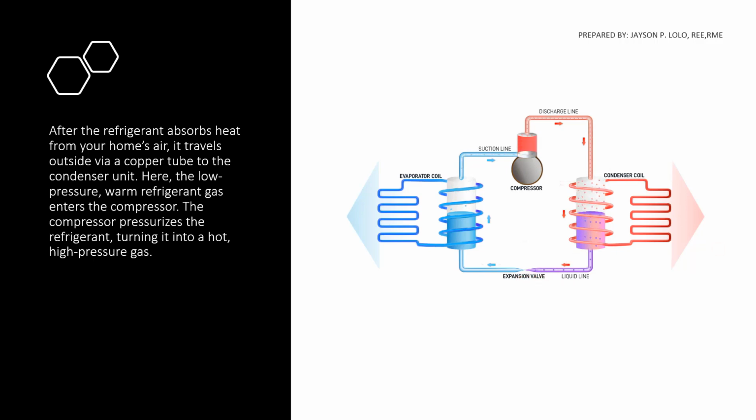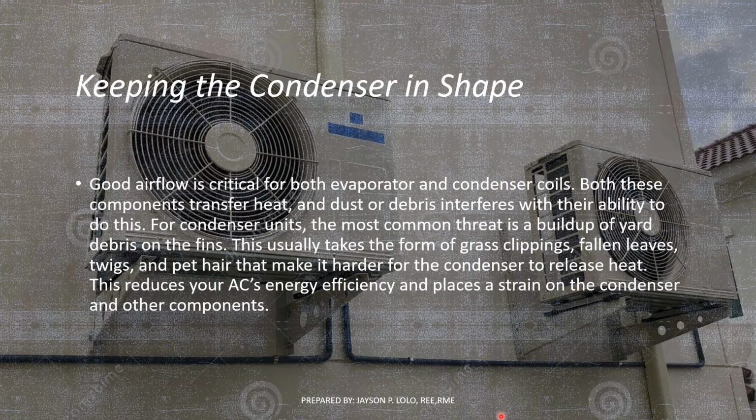From there, it flows back through a copper tube into your home, into the expansion valve located in the indoor unit near the evaporator coil. So this is the process. Now, keeping the condenser in shape. Check the condenser periodically, and if you notice debris build up, shut off power to your whole system and use a stiff brush to gently clean the fins.